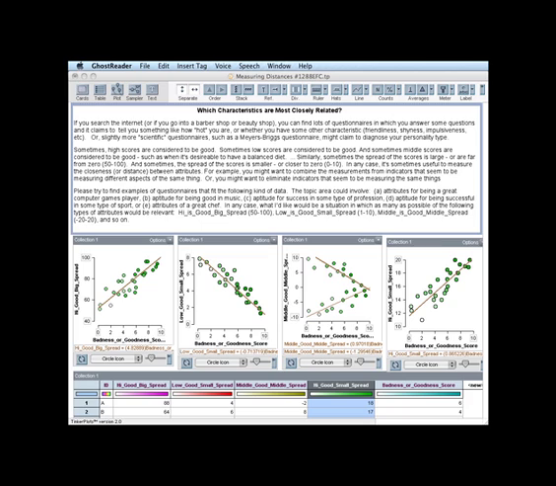Or, slightly more scientific questionnaires, such as a Myers-Briggs test, might claim to diagnose your personality type. Sometimes, high scores are considered to be good. Sometimes low scores are considered to be good. And sometimes middle scores are considered to be good, such as when it's desirable to have a balanced diet. Sometimes the spread of the scores is large, like 50 to 100. And sometimes, the spread of the scores is small, like 0 to 10.